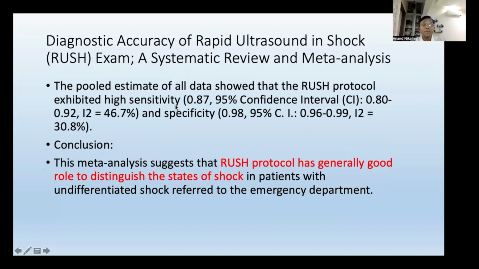Then this is a systematic review and meta-analysis of the RUSH protocol. The pooled estimate of data showed that the RUSH protocol exhibits high sensitivity and specificity. And the conclusion of this meta-analysis is that the RUSH protocol has a generally good role in distinguishing the state of shock in patients with undifferentiated shock referred to the emergency department.